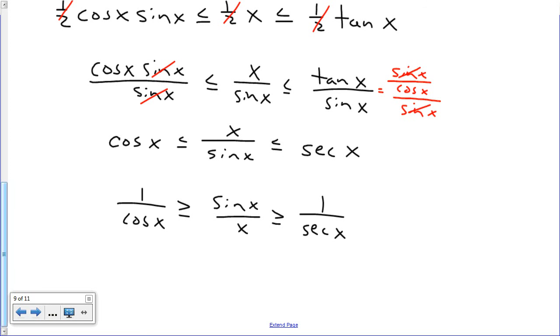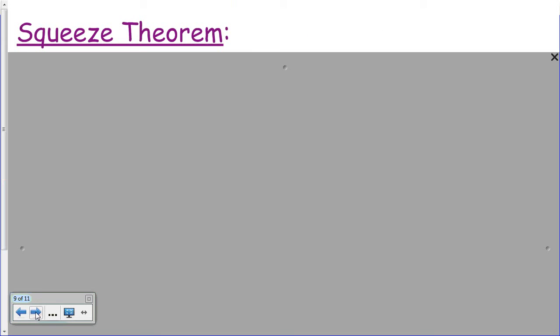So the last step of this, 1 over cosine is the secant of x, is greater than or equal to the sine of x over x, which is greater than or equal to 1 over secant, which is known as cosine of x. So there we go. I have that sine of x over x is between cosine of x and secant of x. And we're going to use that property here in just a second. Okay, so that's the first thing I need to notice. Based on that relationship from those areas, I can deduce this property.